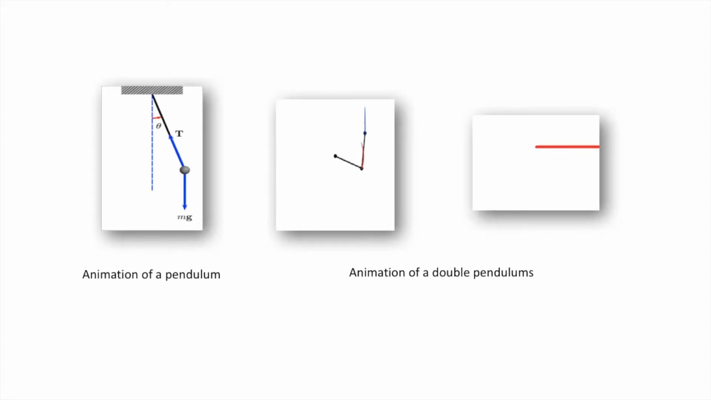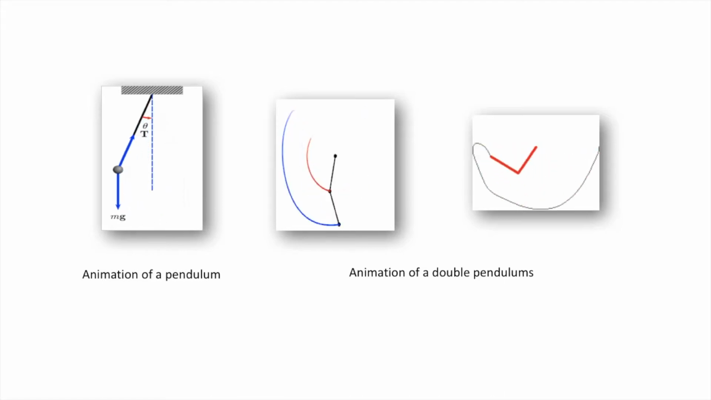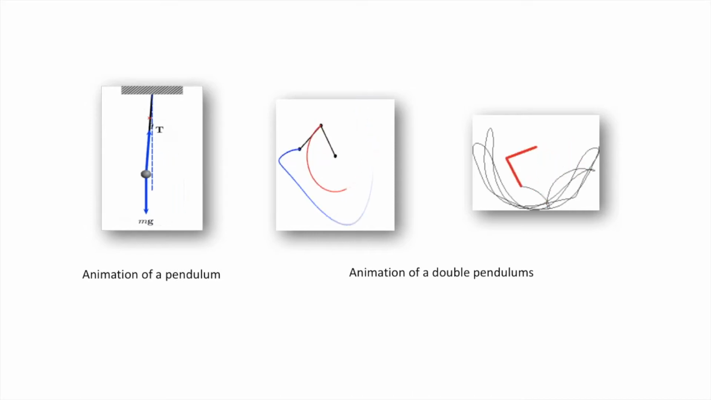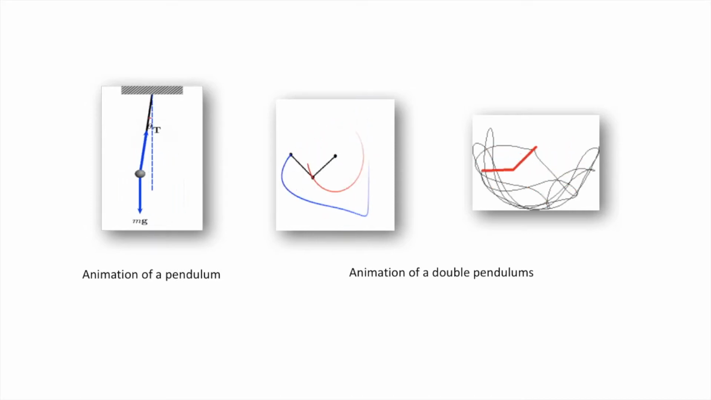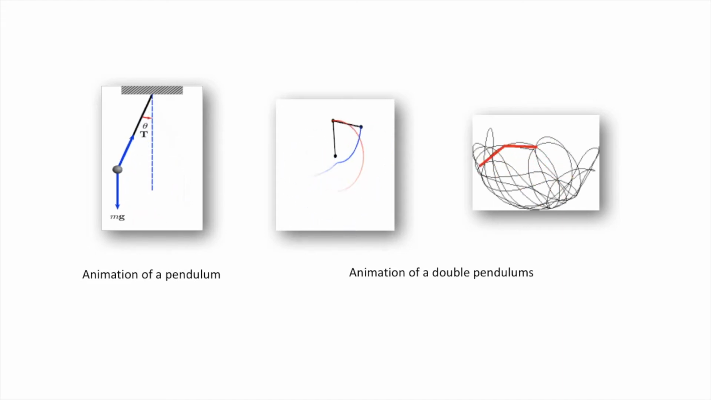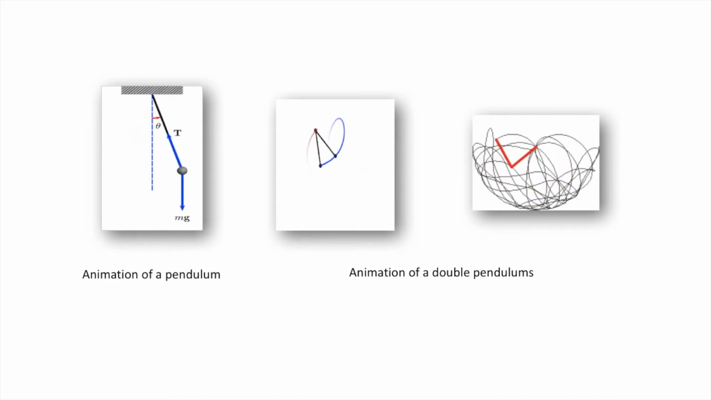A simple pendulum is also a nonlinear system, but the major difference between these two systems is the non-periodic motion of the double pendulum. A simple pendulum, even at higher amplitudes, exhibits periodic motion. A double pendulum doesn't repeat its pattern.